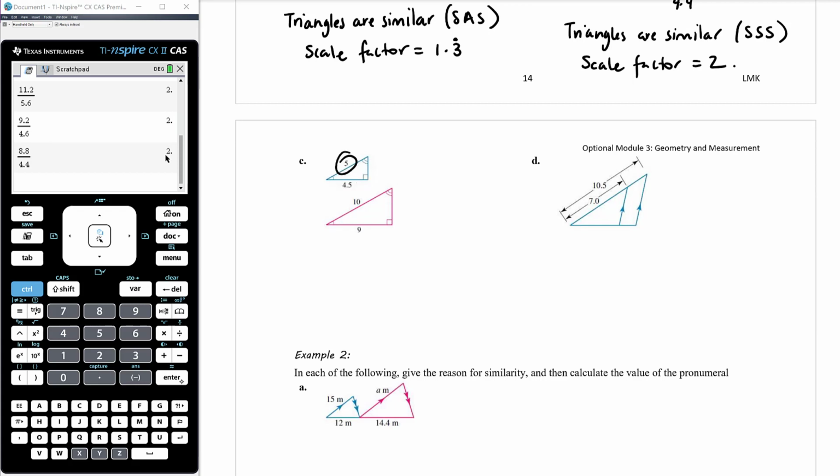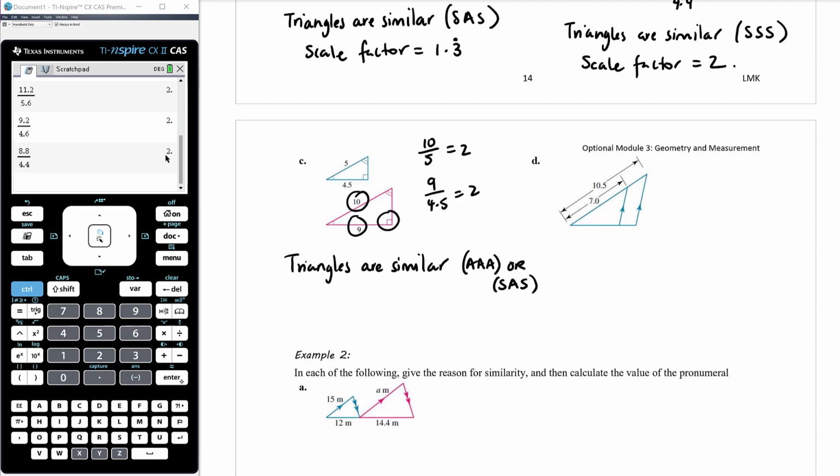We've also got side lengths, so we could do, 10 divided by 5 is 2, and 9 divided by 4.5 is also 2. So we've got 2 pairs of side lengths that are in the same proportion and the angle in between them. Okay, so we know that these triangles are similar. We've actually got more than enough information than we need here. Triangles are similar, and it could be angle, angle, angle, or it could be side, angle, side, or it could actually be right angle, hypotenuse, side. So we've got more than enough information.